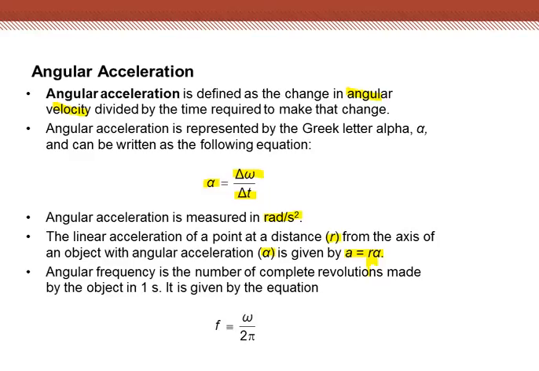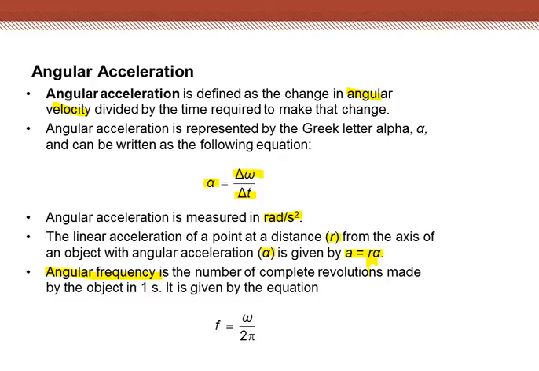One other thing that comes into play here that we didn't have in linear kinematics is angular frequency. And this is the number of complete revolutions made by an object in 1 second. And so a lot of times you may hear this, especially when we're talking about TVs or something like that, or processors in a computer. It's 1.2 gigahertz. That hertz, that's per second. So 1.2 gigahertz, that's 1.2 times 10 to the ninth cycles per second.